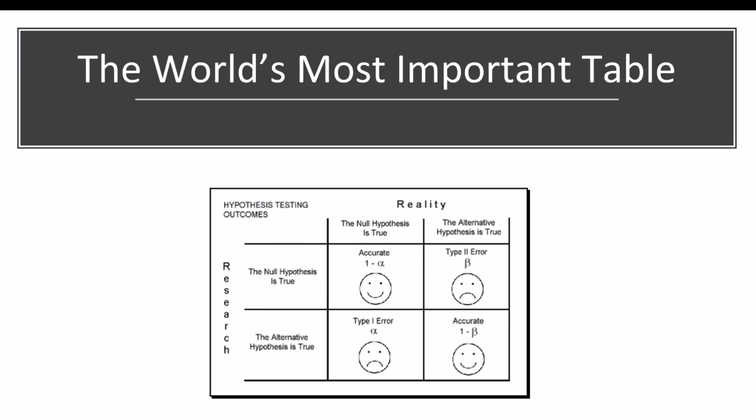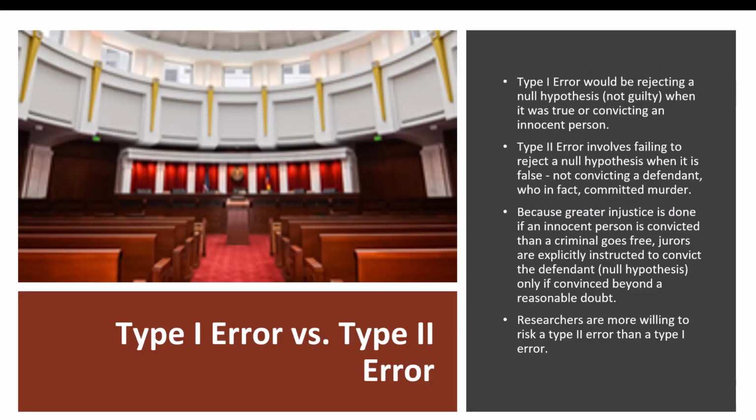Now, let me give you another analogy that often helps students. Let's say that you're in court and you're serving on a jury. A type 1 error would be rejecting a null hypothesis, or not guilty, when it's true, or convicting an innocent person. So a type 1 error would be putting an innocent person in jail. A type 2 error would be failing to reject a null hypothesis when it's false, or not convicting a defendant who in fact committed murder. Our legal system in the United States errs on the side of not convicting innocent people. We believe a greater injustice is done if an innocent person is convicted than if a criminal goes free.